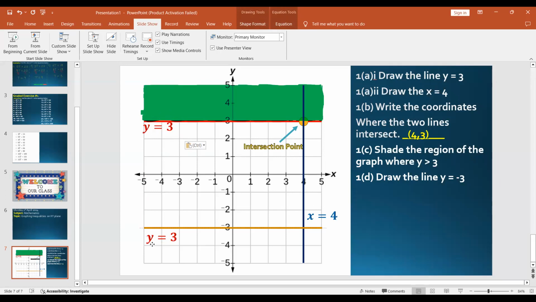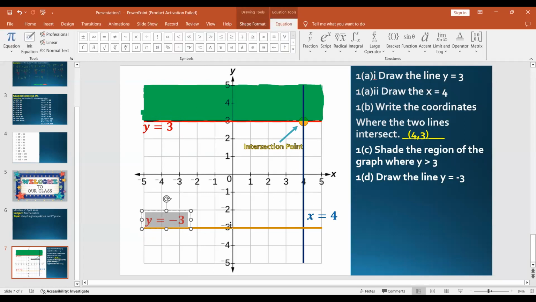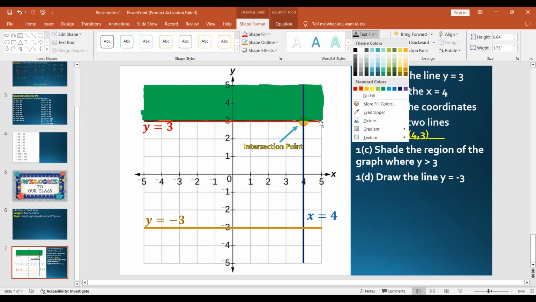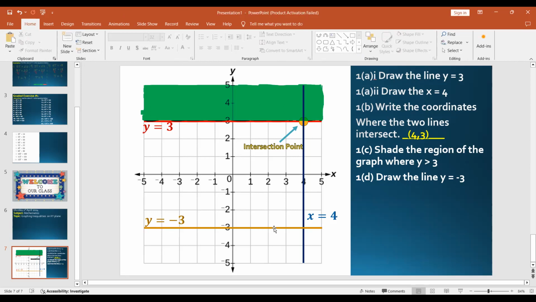Where is Shekinah? Shekinah, are you there? Yes, sir. Do you understand how we got the line y is equal to negative 3? How did we get it? You put the line through the negative 3 on the y-axis. Very good. And where is Zara Hannah? Do you understand what we're doing, Zara? Zara Hannah, let me know if you understand what we are doing. Okay, she said she does. China, I need you to explain how we got y is equal to negative 3. So for y is equal to negative 3, we have to look on the y-axis and go down to the negative 3. Then we have to draw a horizontal line going through negative 3. Very good.